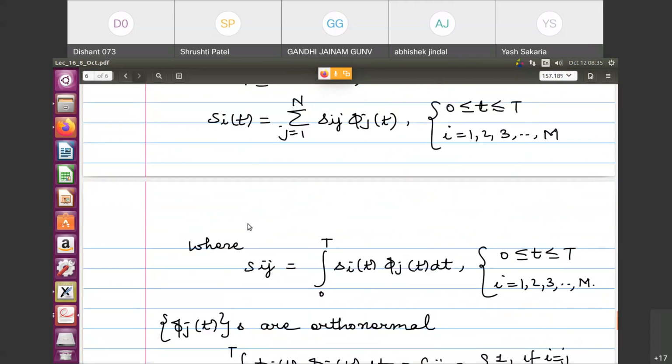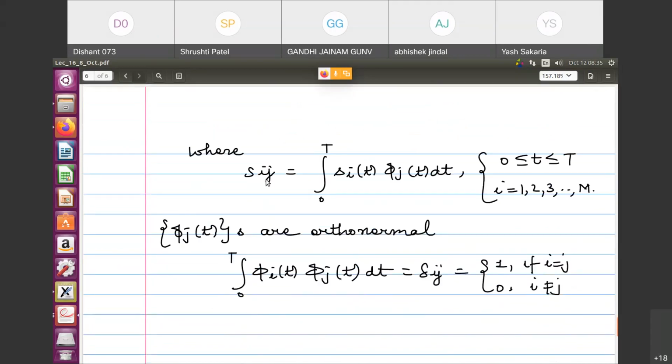And the way to obtain these Sij is to basically solve this integral. This integral is nothing but the projection of Si(t) onto phi j(t). Now this projection term again comes from the study of vector spaces. I will also spend some time on it once I move ahead with today's lecture. So this is what we did in the last class, in the last lecture.